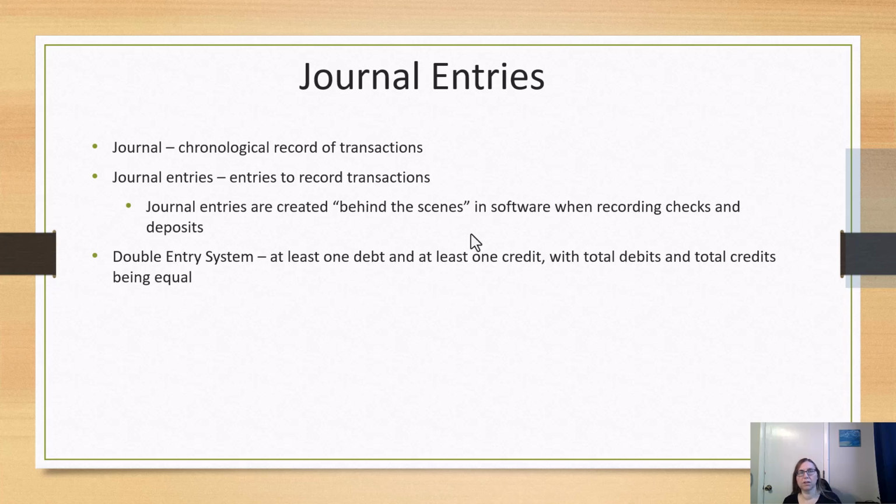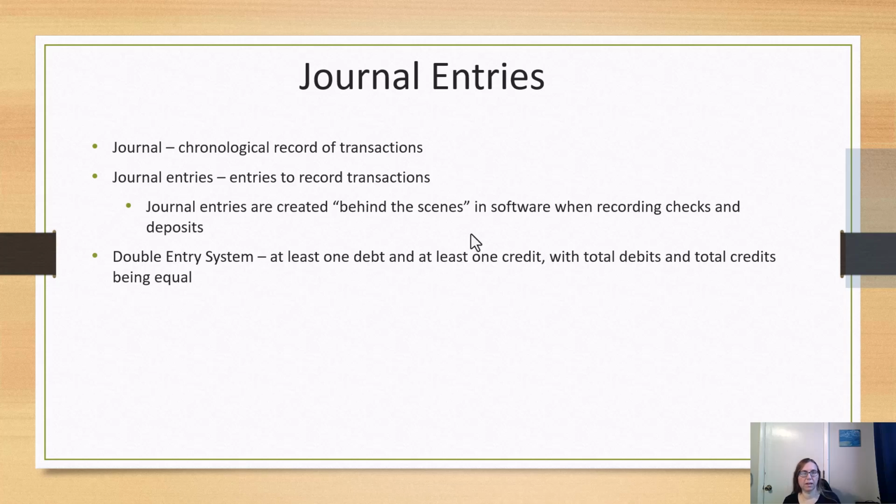You use journal entries to actually record transactions in your accounting program. And a journal is just a chronological record of transactions. Journal entries are created behind the scenes. So when you're writing a check in QuickBooks, QuickBooks is doing the entries behind the scenes without you really seeing them. Same thing when you record deposits, you create an invoice, all those things create entries. And the debits and credits are being posted in that accounting system behind the scenes.